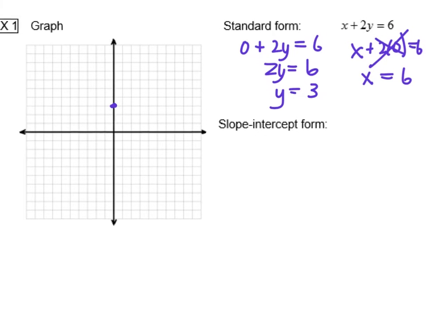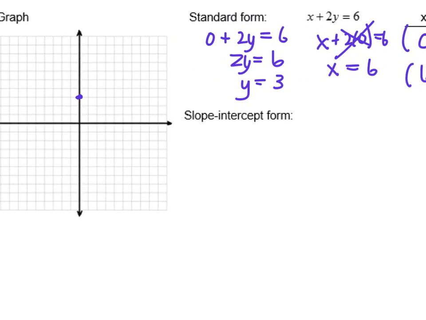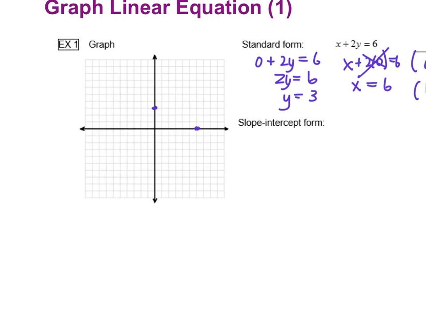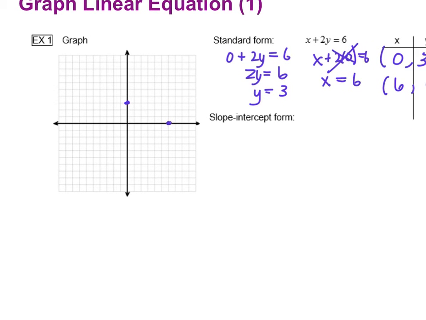The other ordered pair was (6, 0). So the x is 6, so you're going to go over 6. 1, 2, 3, 4, 5, 6. And you go up and down 0. So our point is going to be right there. So we can see the line is going to look like this, just going straight down here. A downhill line with a negative slope. I'm going to wait to draw it in for a moment because I'm just going to look at this slope-intercept form.